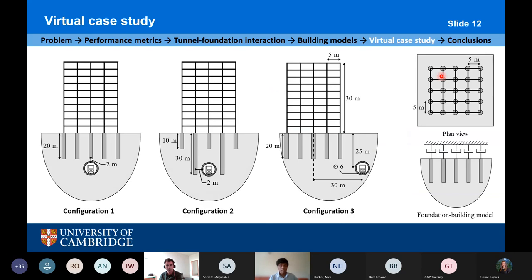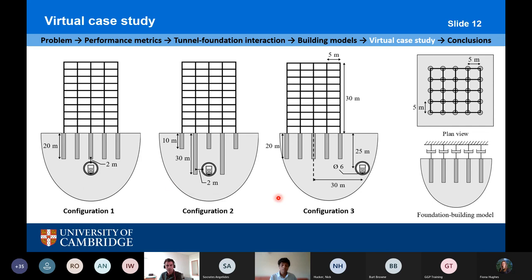Using this dashpot model, the final slides of this presentation will focus on the virtual case study that we did, where we wanted to understand how changing the location of the building relative to the tunnel, and changing a particular pile configuration, can affect the overall vibration transmitted into the building. In this case, we are considering a particular tall 10-story building. This is a three-dimensional model of the building.